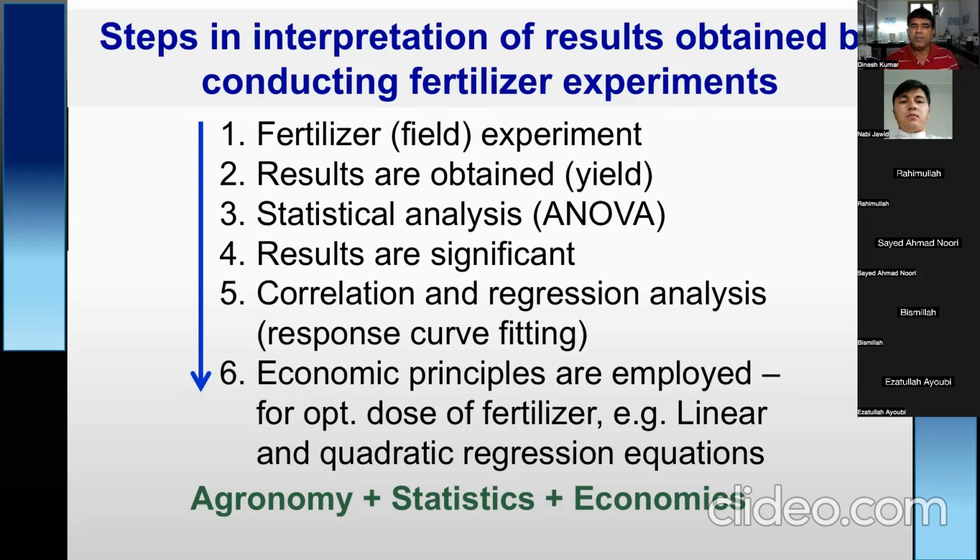So you can see the results are obtained. You will get the results with respect to growth or yield. You can have several parameters. You can have growth in terms of leaf area index. You can measure plant height. You can measure number of leaves per plant. You can measure root dry weight. You can measure dry matter production.